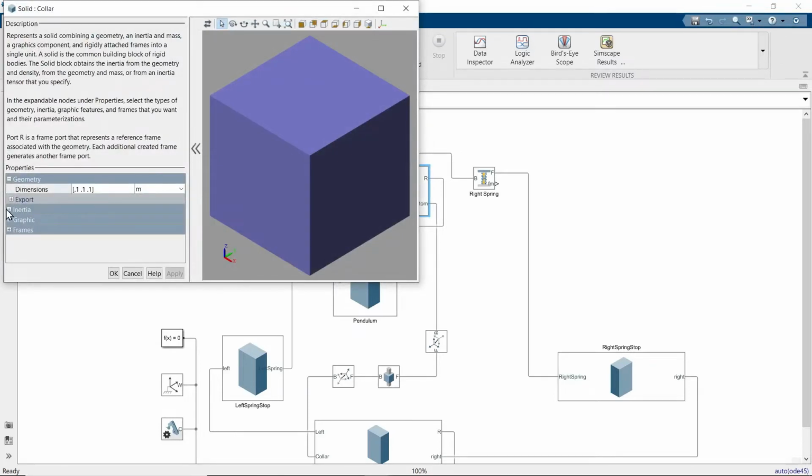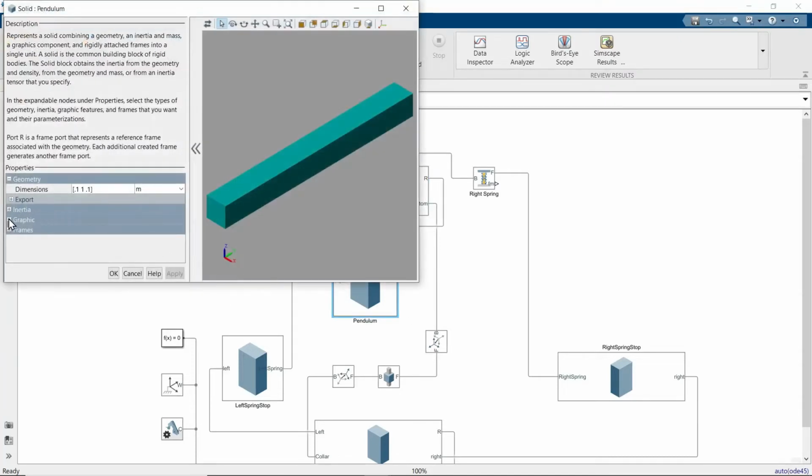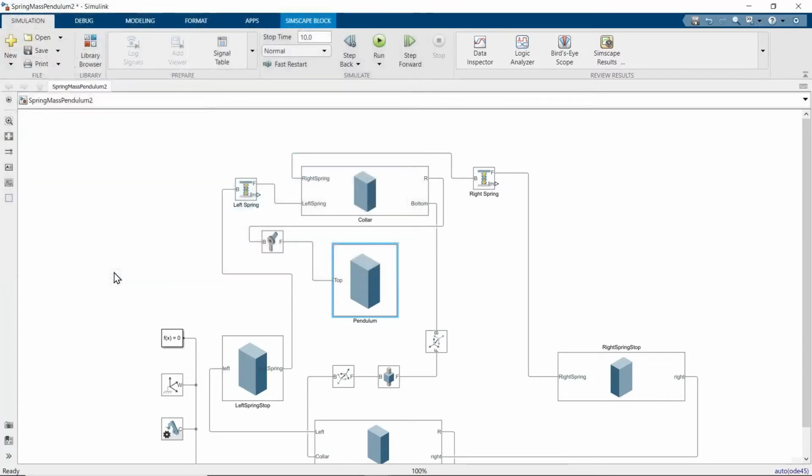What did we say the mass of the collar was? 1000. It's too big. Let's make it 2 kilograms. Apply and OK. And we'll make the mass of the pendulum 1 kilogram. Apply and OK. And now let's run it and see what that looks like.